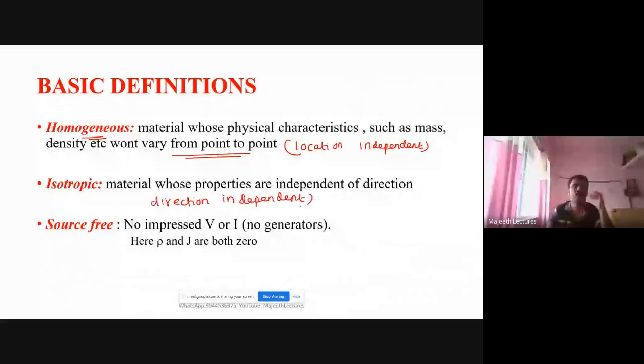It is called direction independent. Homogeneous medium means all the parameters, wave characteristics are independent of the location. Isotropic medium, all the parameters are independent of direction. The medium is called source-free medium if there is no voltage or current source, that is no generators, right?